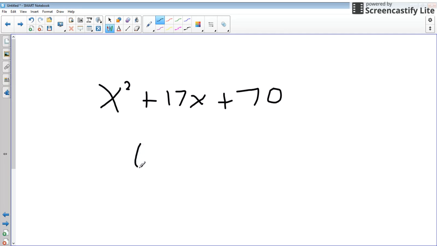If you did it correctly, you should have gotten x plus 7 times the quantity x plus 10. And that's pretty much all there is to it, guys. Just factors of the third number that add to the second number. You just need some practice with doing that, and I think you'll be fine after that. Thanks, and good work. Good luck on the next one.